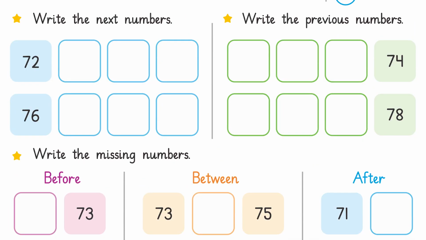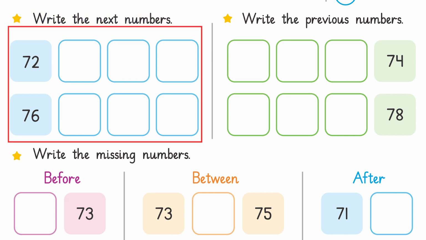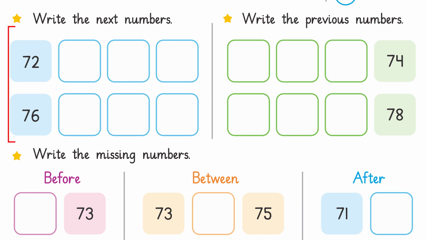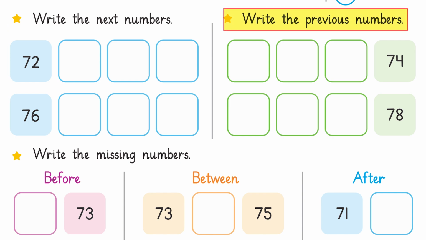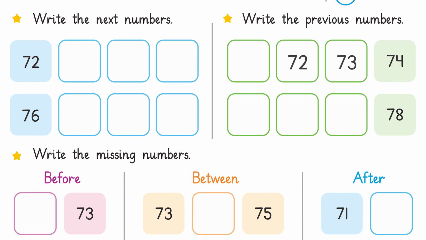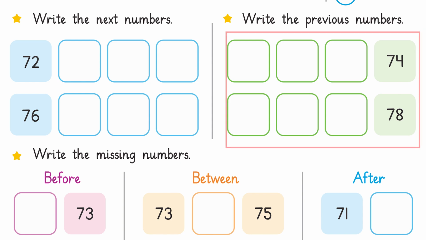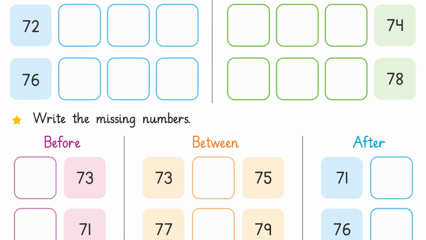The second question says write the next numbers. So here we have 72. You have to write the next three numbers. And here we have 76. You have to write what comes after 76 in three numbers. Then we have to write the previous numbers. 74 से पहले क्या आता है, my dear kids? 73, 72 and 71. Then before 78, you have to write the three numbers.